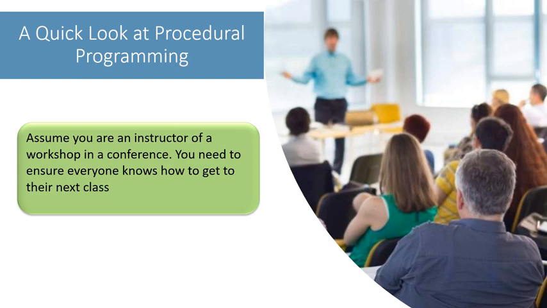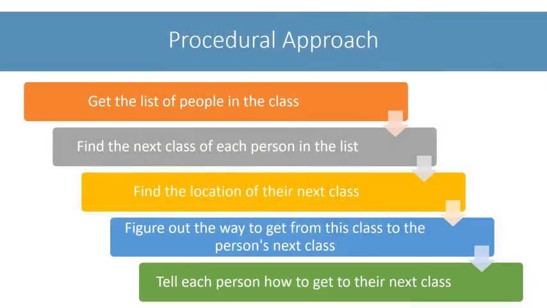Now, in a procedural programming paradigm, your solution to this problem will be something like this. You will get a list of all the people in your class. For each person on the list, you will find the next class they are taking. Once you know the class, you will find where the next class is located. Then you will try to figure out the way from your class to the person's next class. Once you know the path, you will explain to each person individually how to get to their next class. Sounds like a lot of work, doesn't it? Let's analyze the solution and see whether we can do this more efficiently.